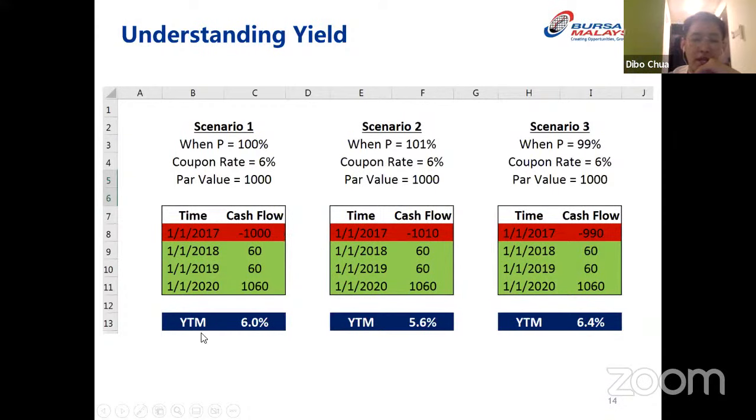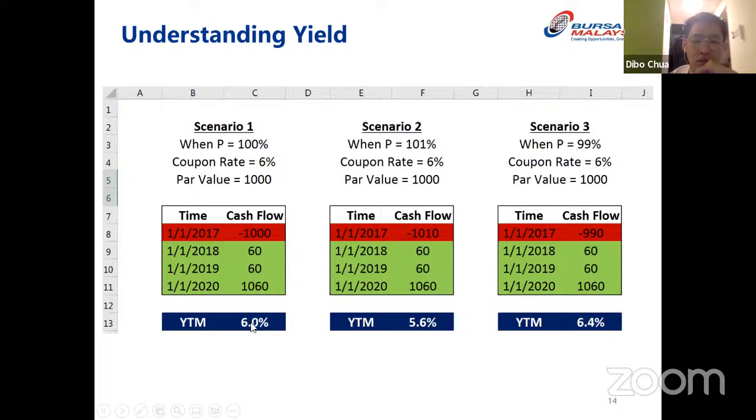So for example, the coupon rate is 6%, the bond price is 100. This is the time where the bond is at par value, meaning it will be the same price, 100 ringgit. And the coupon will be 6% all the time. The cash flow is getting 60 ringgit every year, and at the end of the period, you'll get back 1,060.